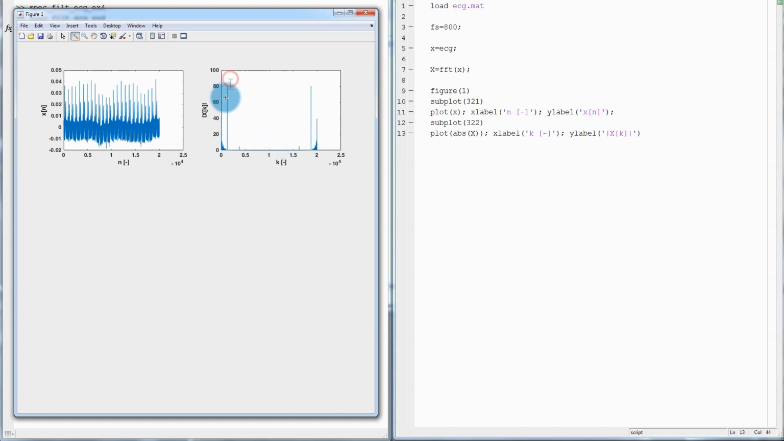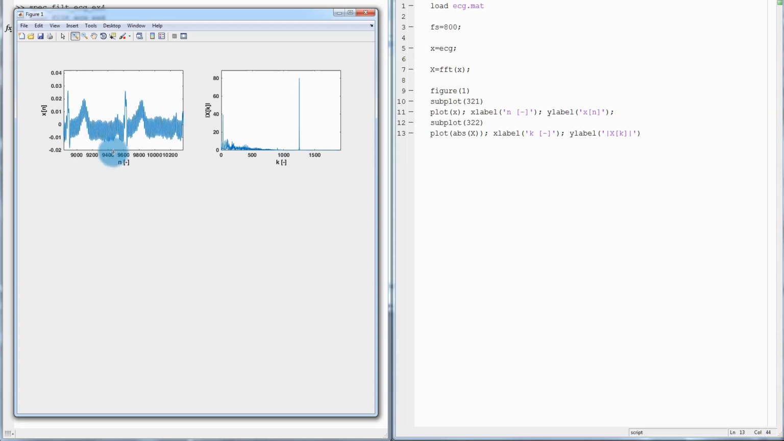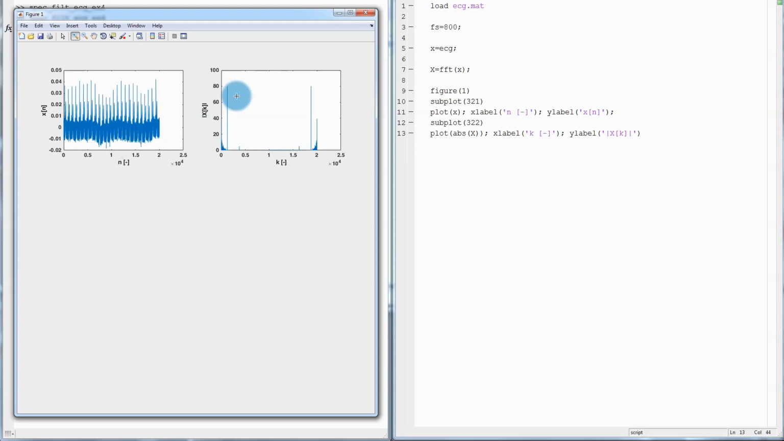Now, if I zoom in here, you will see what I showed you during the lecture. This part of the spectrum actually comes from ECG, and this spike actually corresponds to that power noise interference. That power noise interference is very close to a sine wave at the frequency of 50 Hz. And the spectrum of the sine wave are these two spikes. So to get rid of the power noise interference, I need to get rid of these two spikes. How can I do that?